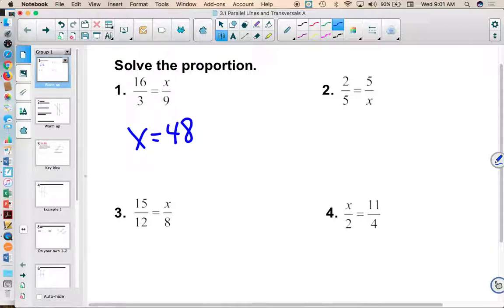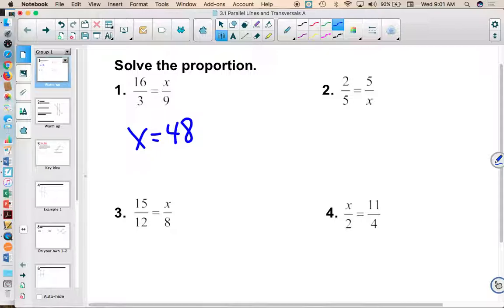What is x in number 2? That one might not be quite as easy just to see it. Ridley? 2. I don't think so. It's not going to be 2. What's it going to be, Cadence? 12.5. How did you get it?